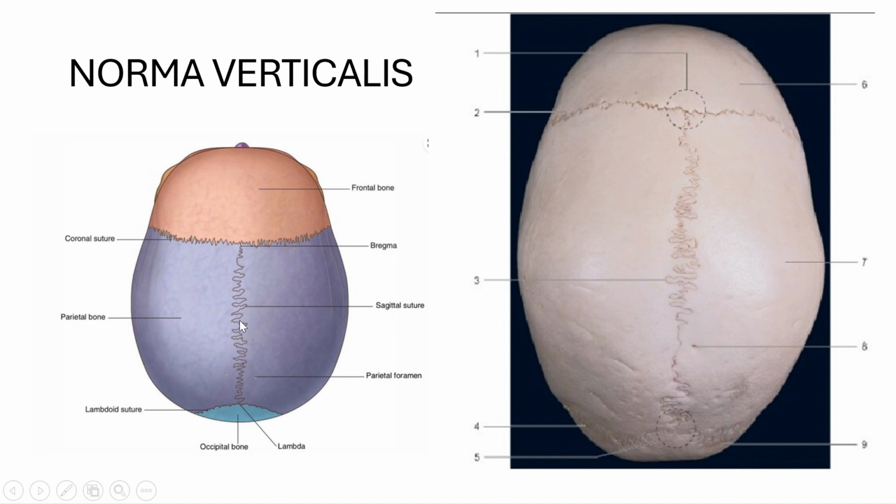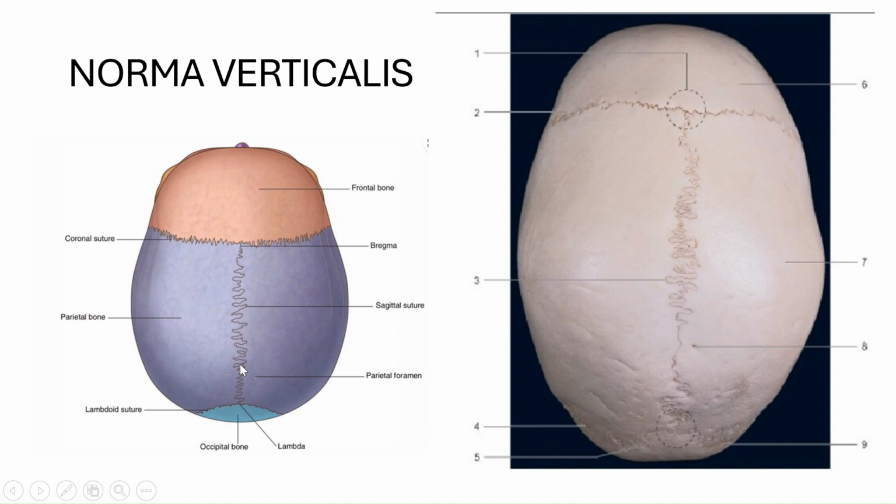And parietal foramina, you can see here also, about 2.5 to 3 centimeters in front of the lambda, these parietal foramina. And what is obelion? Basically this area between these two parietal foramina is known as obelion.